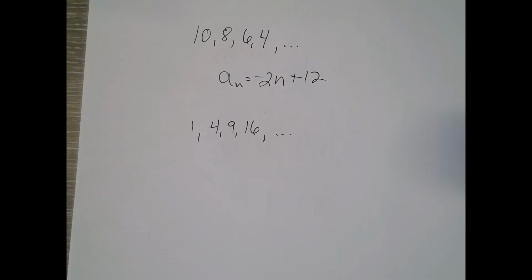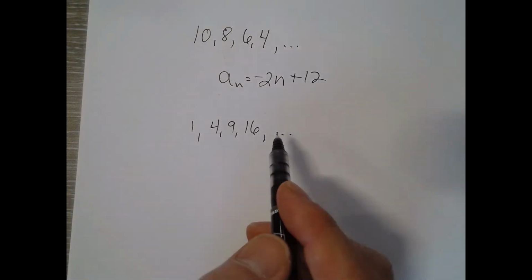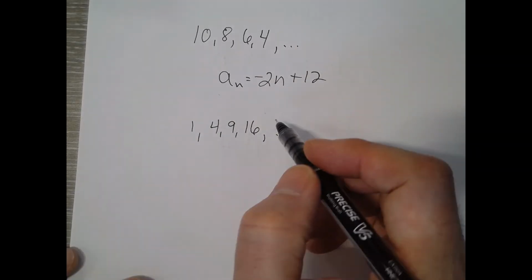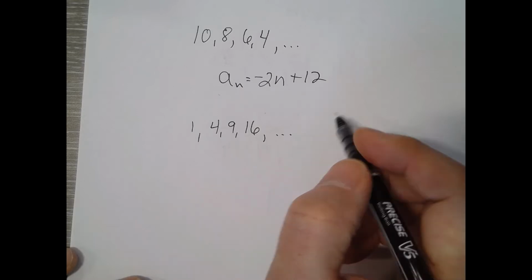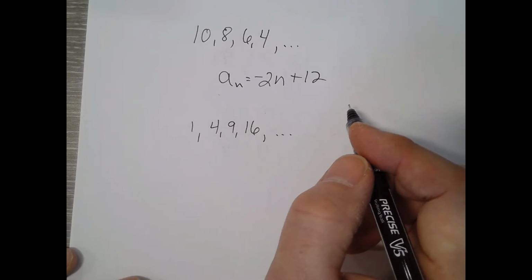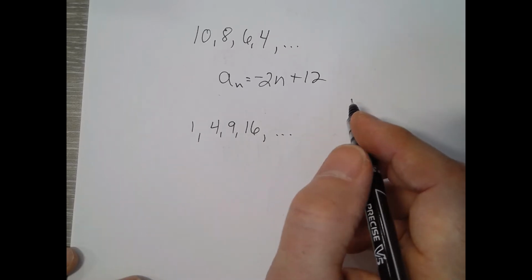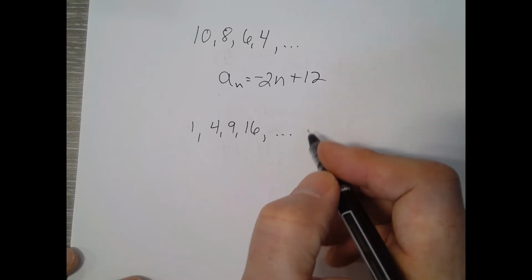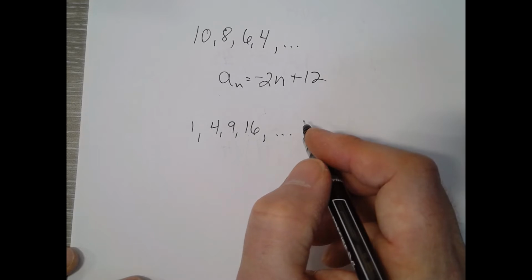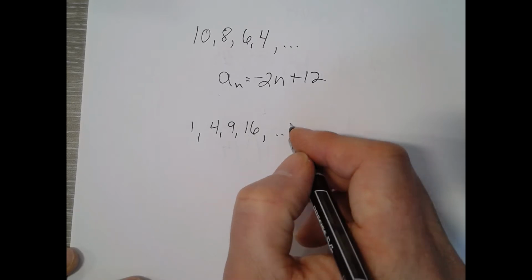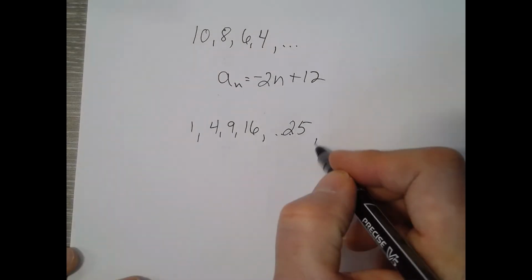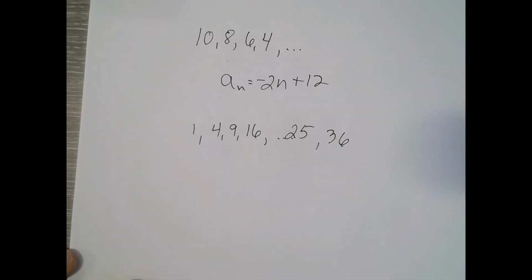Okay, so you probably saw that it went up 3, up 5, up 7, so you could figure out that the next term is going to be what? What do you say? 25. Good. Oh, up 9, sorry. So 25 would be the next term, and then the next one after that would be 36. But that's not the nth term.